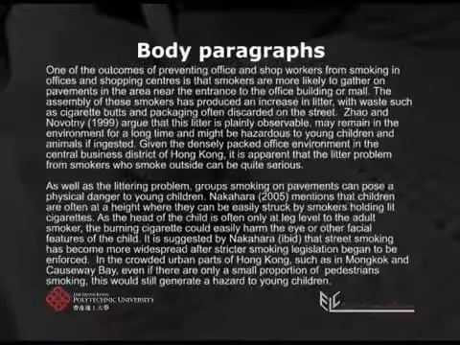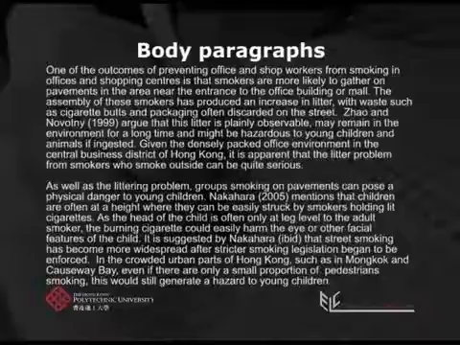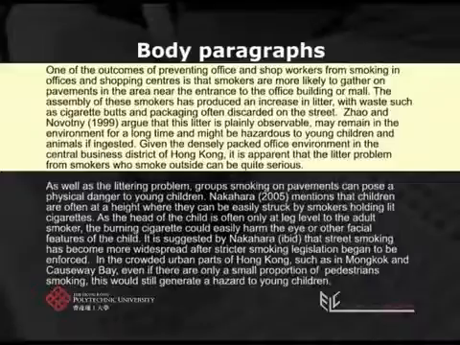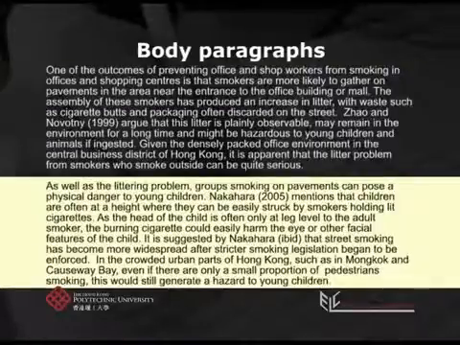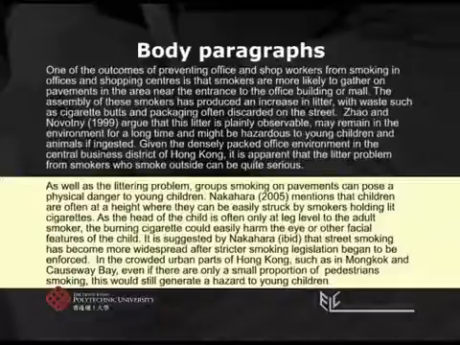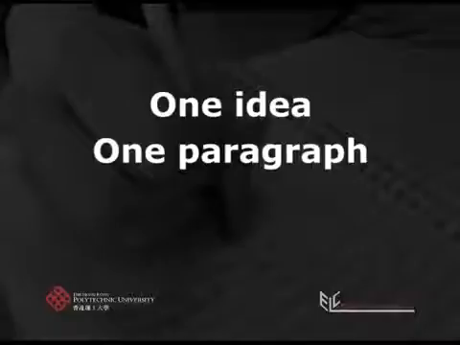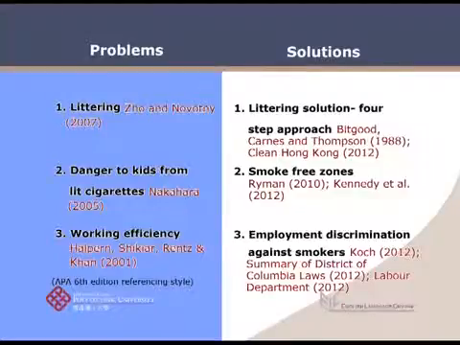Next, we're going to look at a couple of body paragraphs and see how they are structured. These 2 paragraphs focus on 2 problems. First, the littering problem, and second, the danger to children. First, remember that a paragraph should deal in one idea only. So remember the rough plan our writer had at the beginning? There were 6 points. That means 6 body paragraphs. 1 idea for each paragraph.